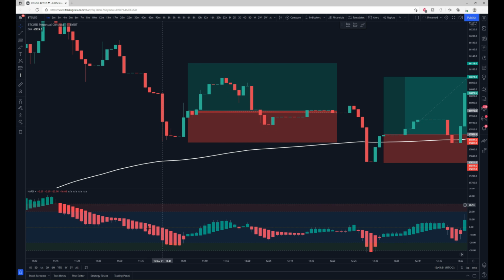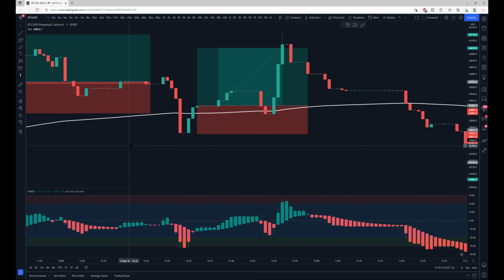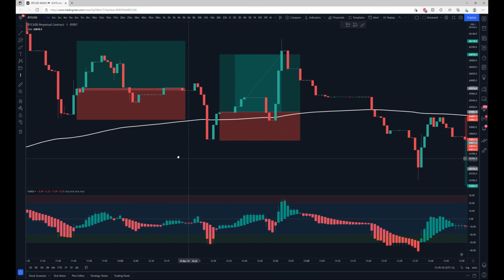There's another one which looks like a failure. So we get the pullback into the 0 line, then the green bar for a long position, and this one does not make it to 2 times the risk. So that one is a loss. So that's the strategy I'm going to be testing. Super, super simple. Not too much more to explain there.